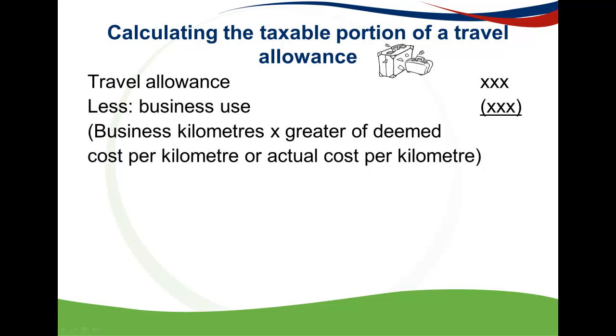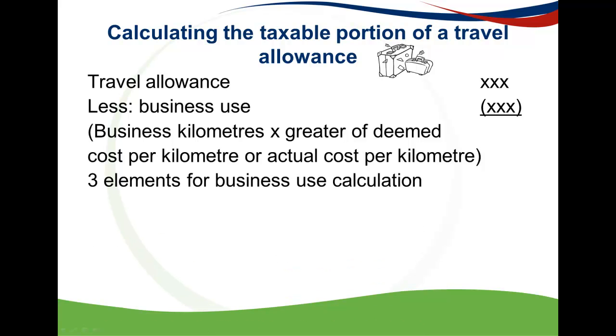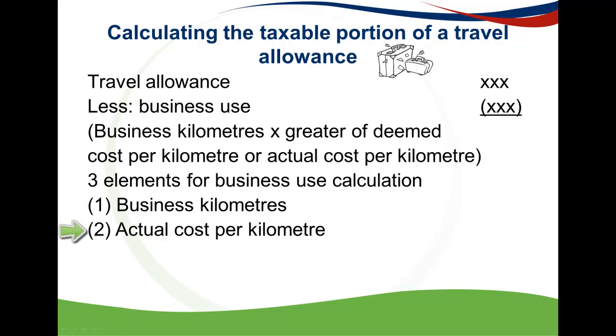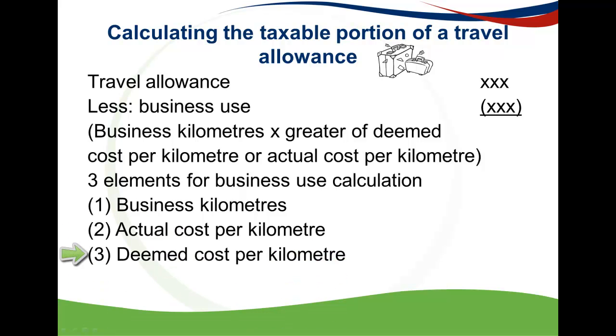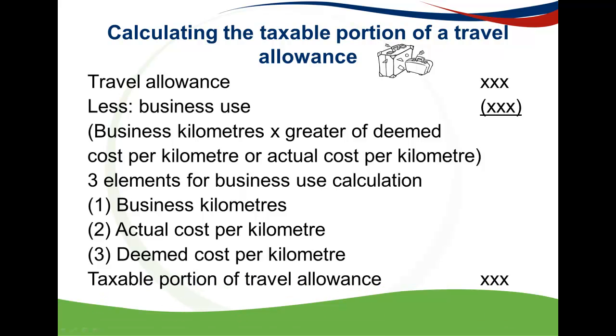In other words, there's three steps that you need to go and calculate. You need to go and calculate your business kilometres, you need to go and calculate your actual cost per kilometre, and you need to go and calculate your deemed cost per kilometre. It is, however, important to note that you can only deduct the business use if an accurate logbook was kept. After you've deducted your business use, as I said, then you are left with the taxable portion of your travel allowance. When you approach a question, I would also approach it in this format.